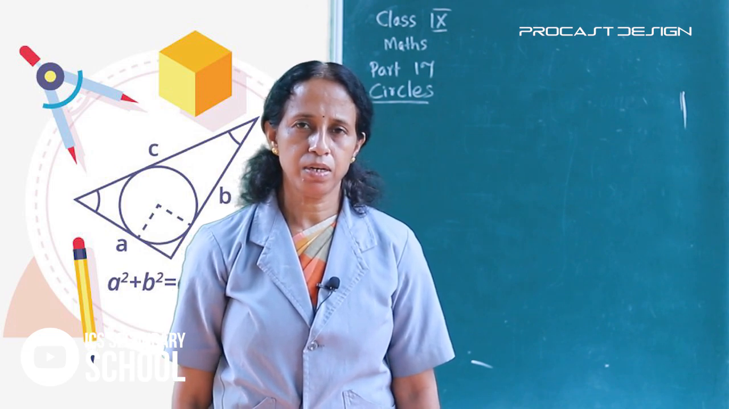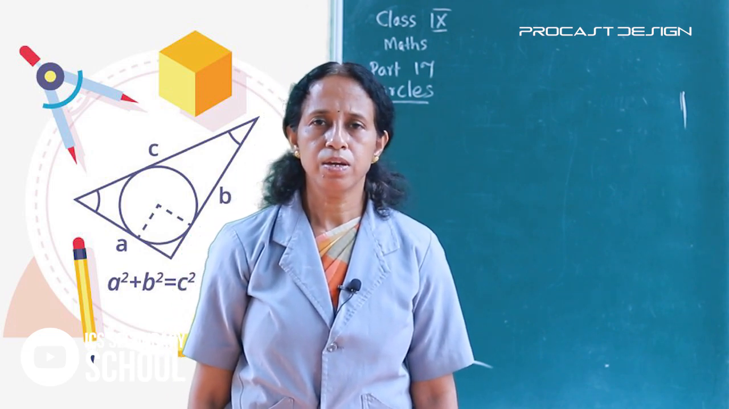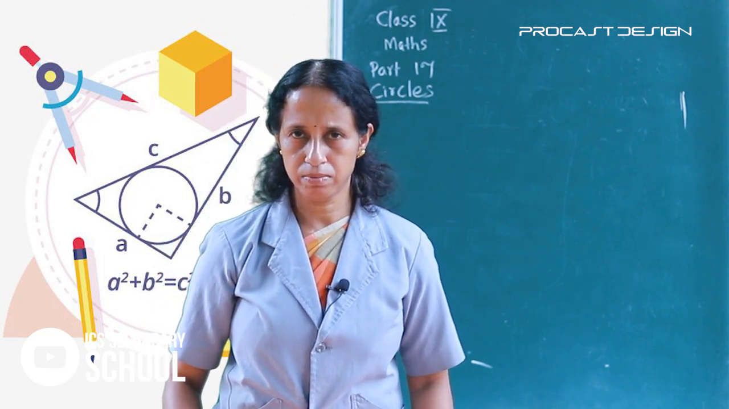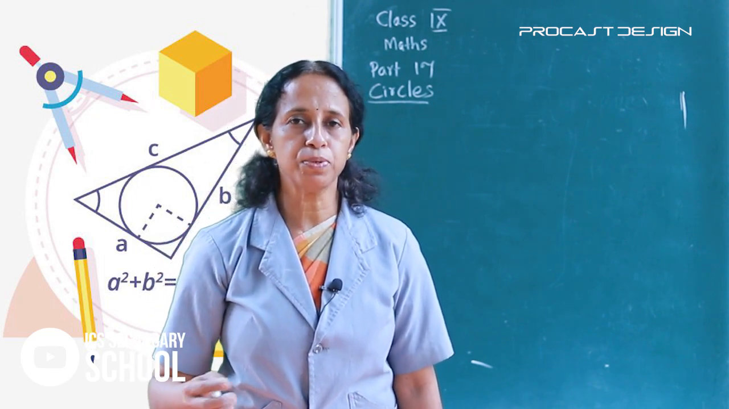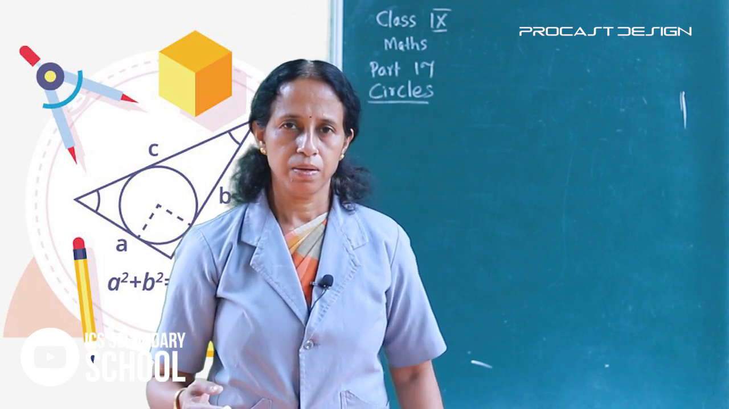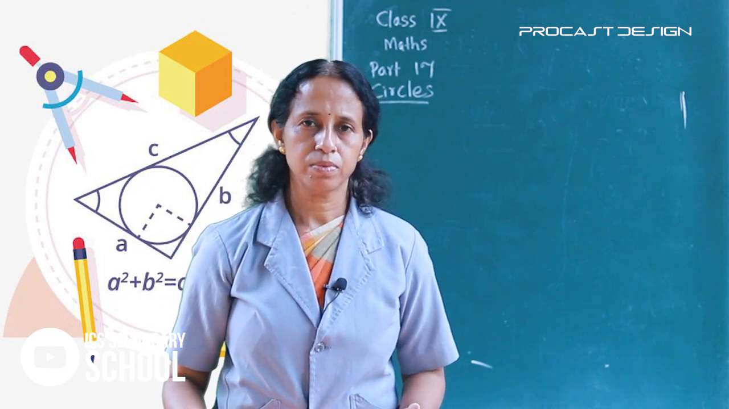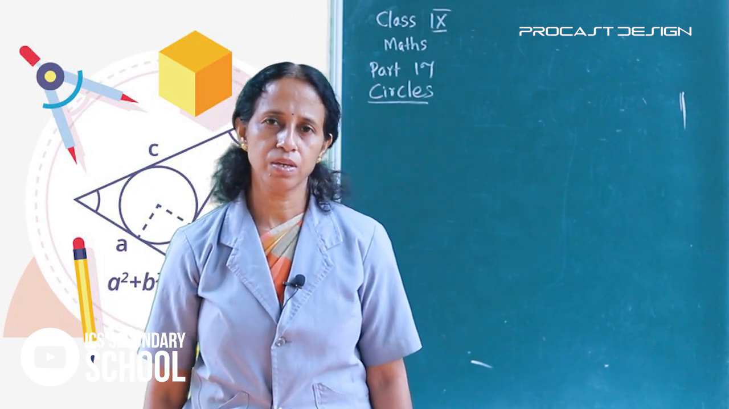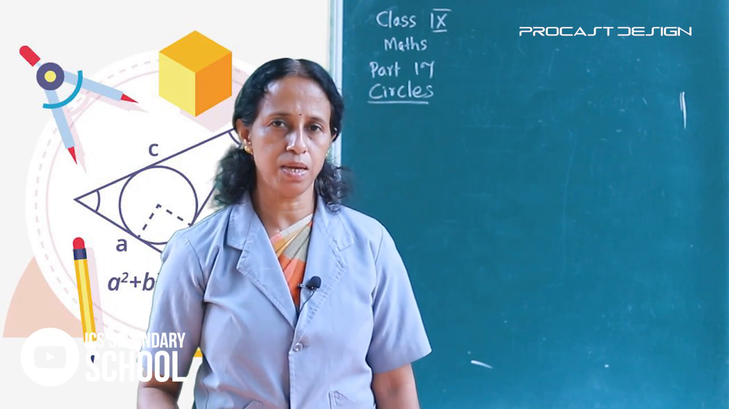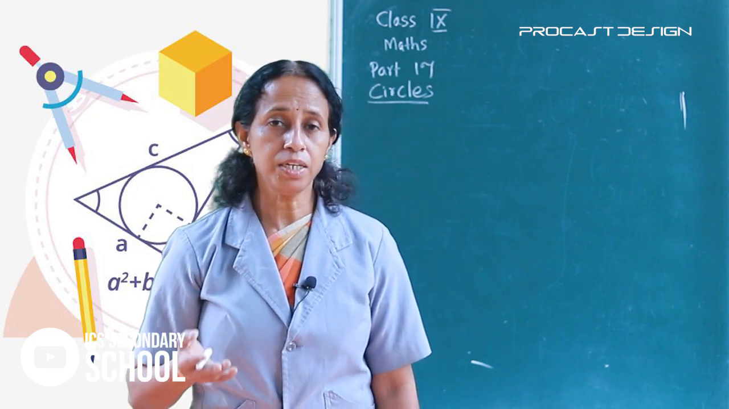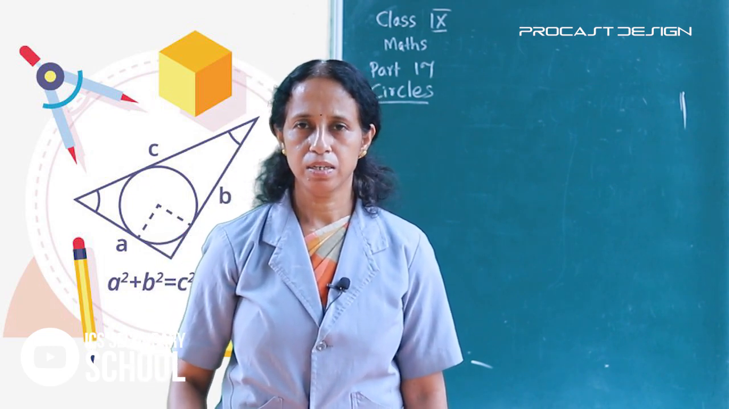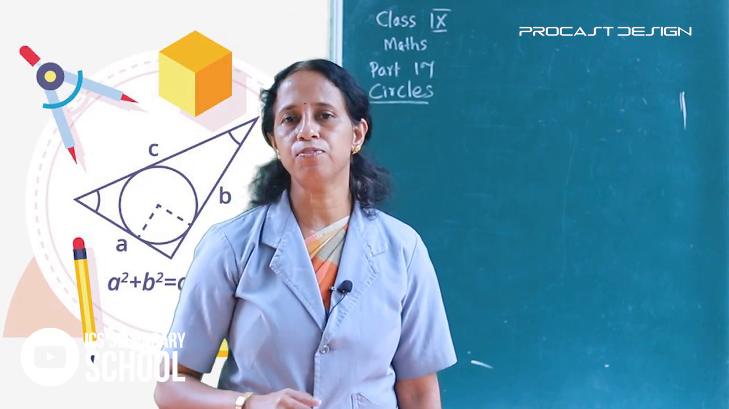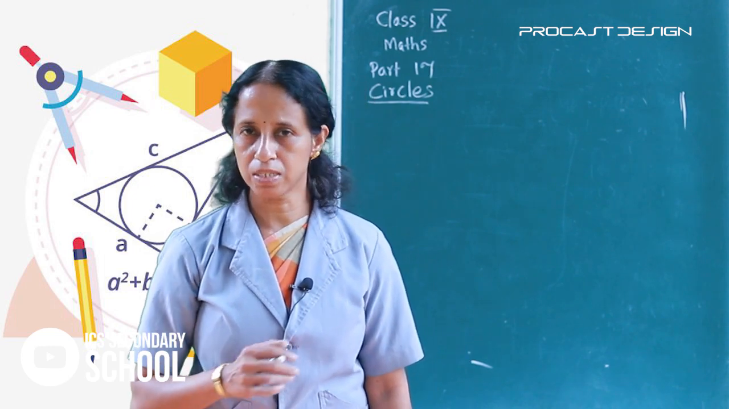The fifth chapter in 9th standard is circles. We have seen different kinds of objects in our surroundings in the shape of circles: wheels, bangles, etc. What is a circle? All points in the same plane that are at equal distance from the center make a circle.